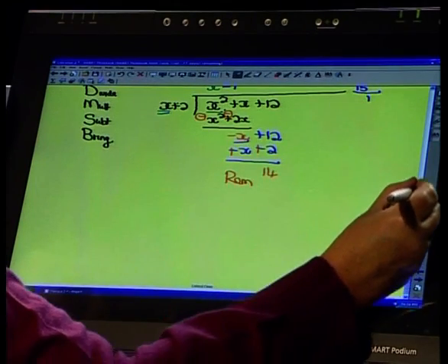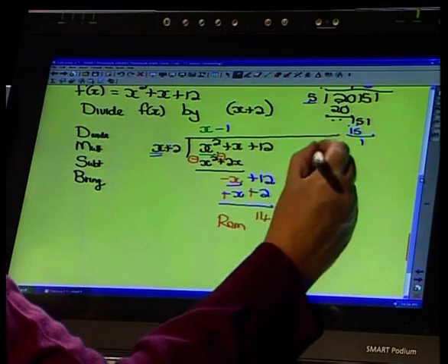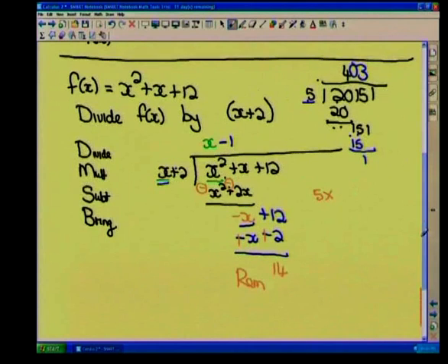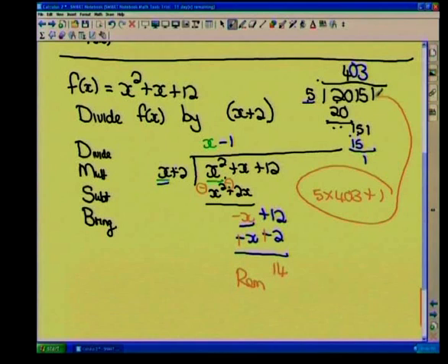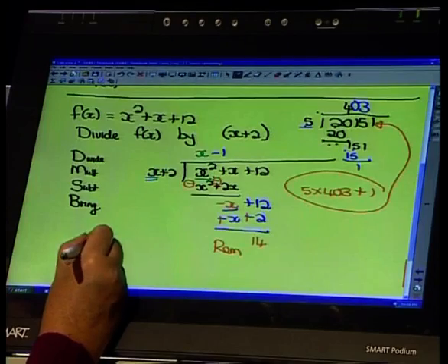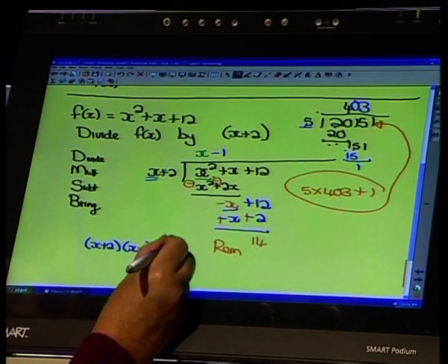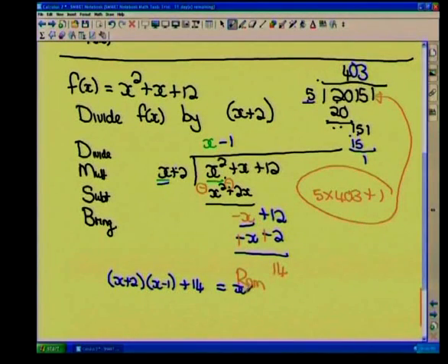So basically what am I doing when I do long division? I'm breaking it up so that I could write it in a certain format. So for example, what am I saying to you here? Let's get it up a little bit. I'm saying that 5 times, I think it was 403, but let's just make sure, plus 1 would actually equal that answer up there. All right, so what am I saying here? I'm saying x plus 2 times x minus 1 plus 14 will actually equal x squared plus x plus 12.